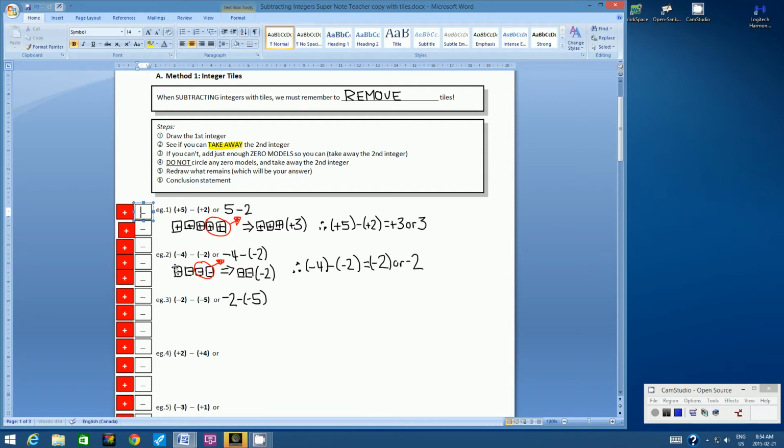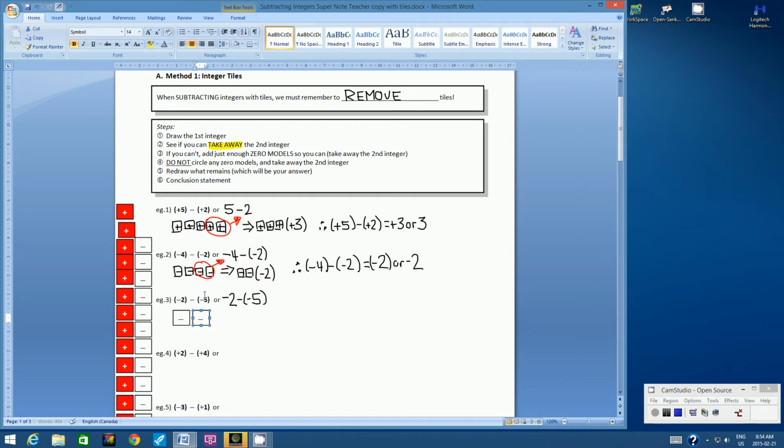All right, let's work with our integer tiles. So the first integer is -2. Okay, so let's bring down 2 negative tiles. All right, step number 2, see if you can take away the second integer. Well, the second integer is -5. Well, can I take away 5 negative tiles? No, I can't. So let's go to rule number 3. If you can't, add just enough zero models so you can take away the second integer.